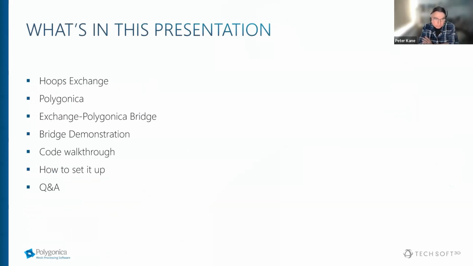I'll give you a little bit of background in Exchange. We'll follow that with some background in Polygonica, a discussion on the bridge, why it's needed, and a demo by Toby. We'll show you some source code. And then finally, we'll wrap up with how you can get hold of it and how you can use it yourselves. We're not going to go into a lot of detail on Exchange and Polygonica. That's been covered in other sessions, but for those of you who are not that familiar with either of them, we'll just cover some of the basics.